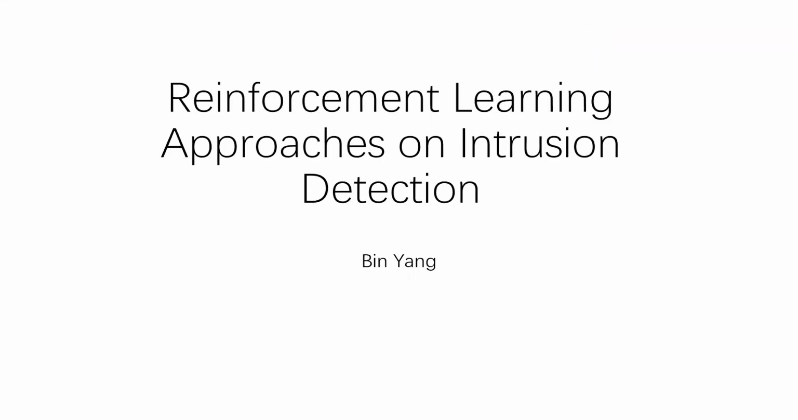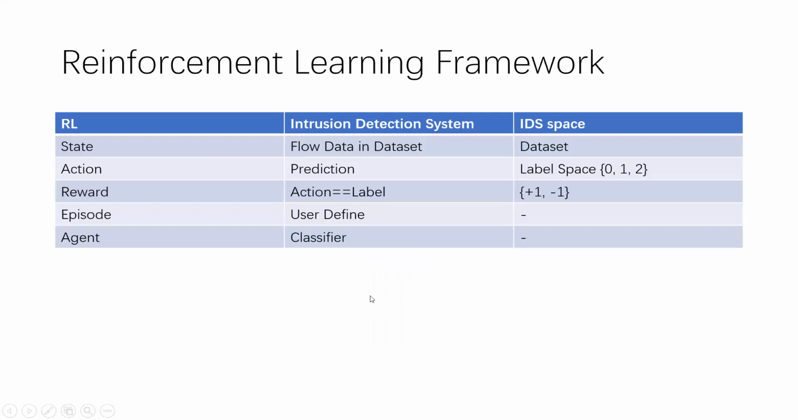Okay, so we talk about how to use reinforcement learning approaches on intrusion detection systems. Here I will focus on how to transfer detection tasks to the reinforcement learning task. The table shows the transformation. The state is the data in the dataset, and the action is the prediction of the agent. And the agent is the classifier. If the prediction is right, then the reward is 1, else it is minus 1.